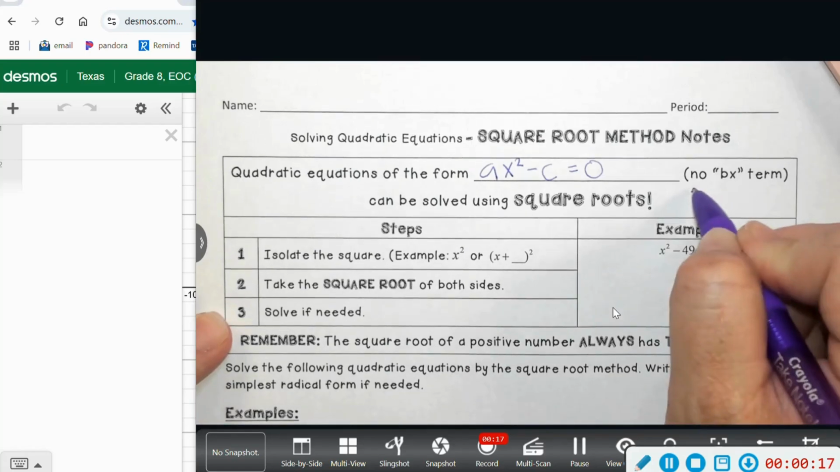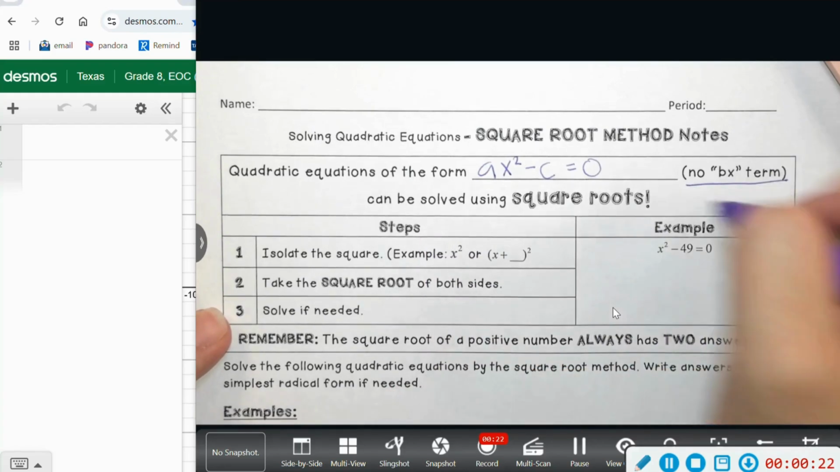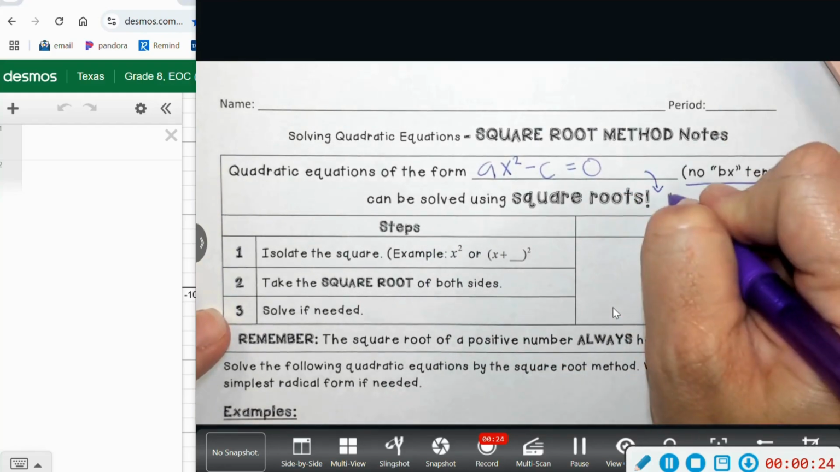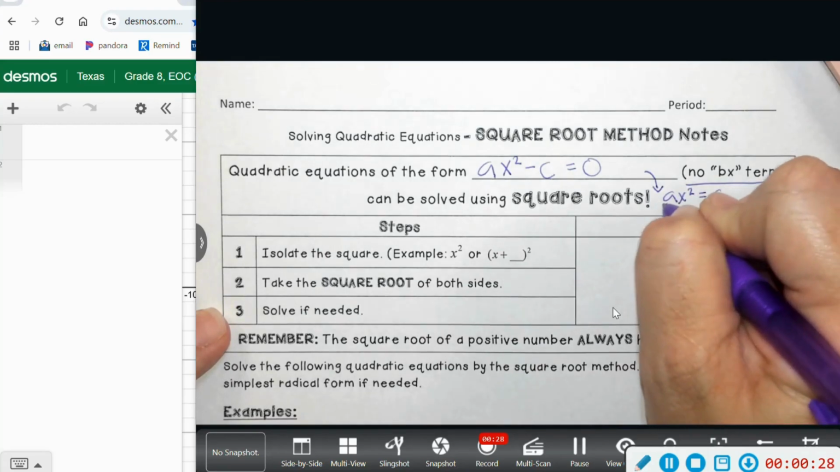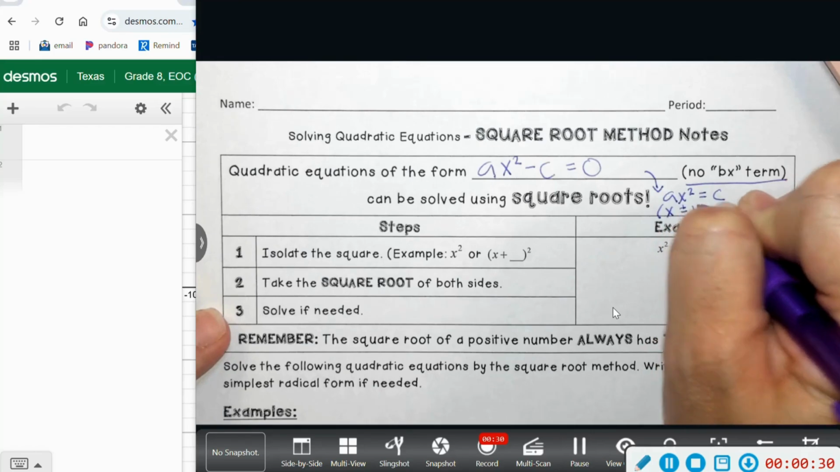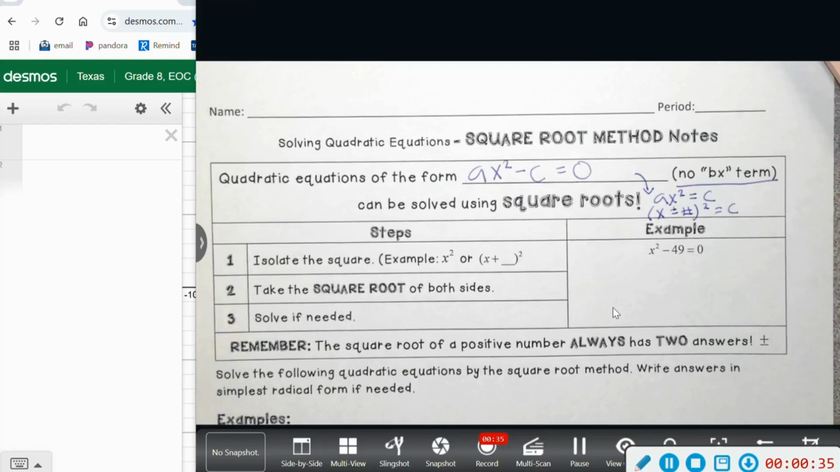Again, it has no bx term, no b term. It can also be written ax squared equals c, or even x plus or minus a number squared equals c. So any of those forms will work here, not methods.